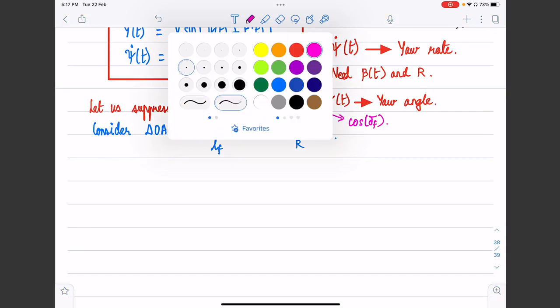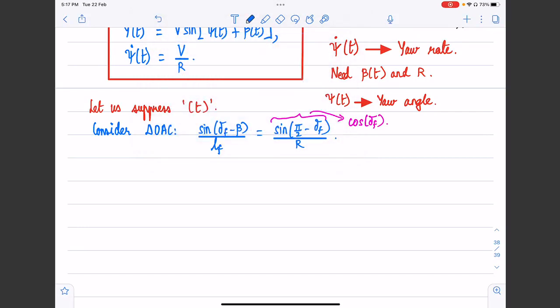So now we go and expand this formula. What is sine of A minus B? It is sine A cos B minus cos A sine B. So we are going to expand sine of (delta f minus beta) as sine delta f cos beta minus cos delta f sine beta. I'm not doing anything other than using basic geometry. And we take LF to the other side. So I'm going to have LF divided by R cos of delta f.